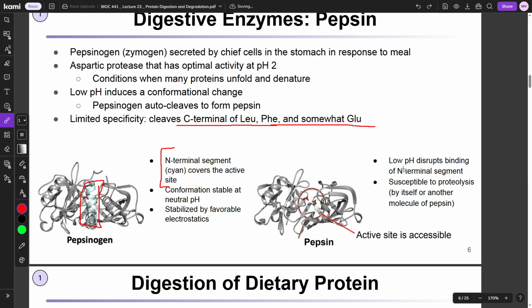But when we're at low pH, we actually end up cleaving this section off. So the low pH disrupts the binding of that N-terminal segment, and then it's susceptible to proteolysis by itself, or another molecule of pepsin. So basically, it self-cleaves, or maybe one pepsin will cleave another pepsin, essentially.